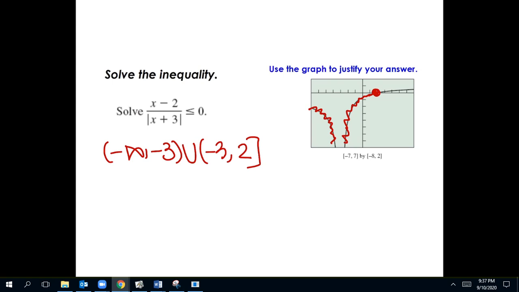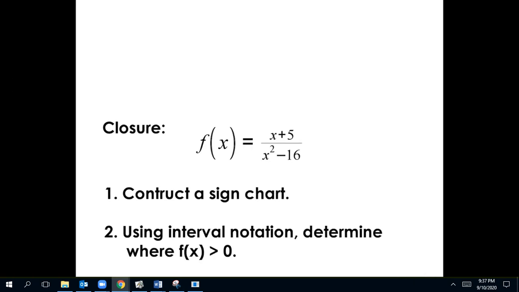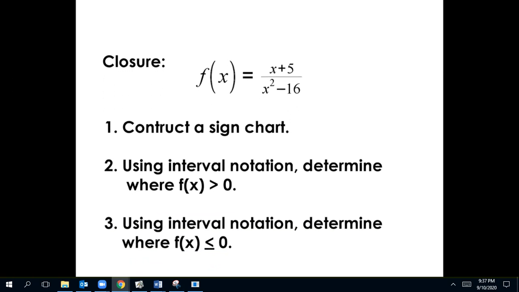Okay, well, that's pretty much it. What I want you guys to do now is try this closure. You're going to work through the whole thing, construct a sign chart, use interval notation, and determine where it's positive, where it's negative, or equal to 0 on that last one. And then we are going to have you submit your work in Canvas just to see how you did.